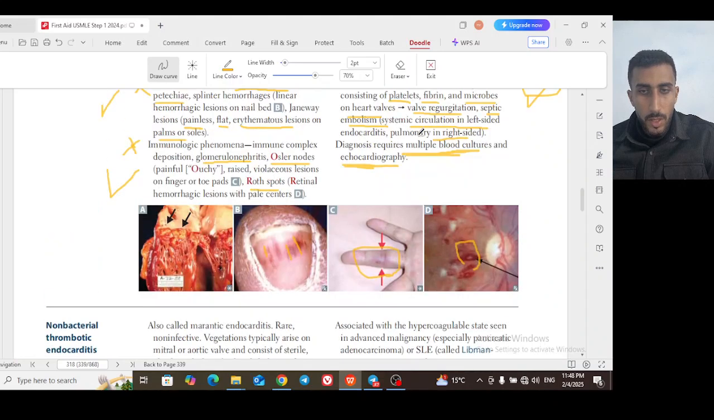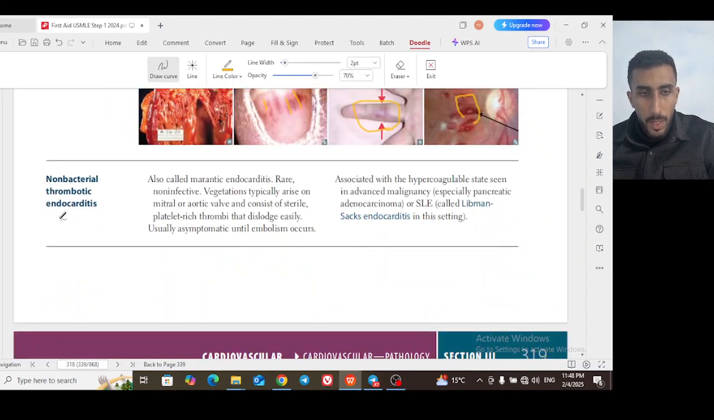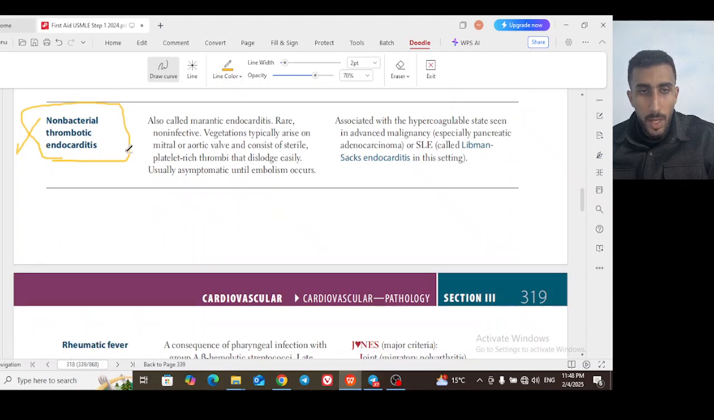This is vegetation for infective endocarditis, but another, less common kind of disease is called nonbacterial thrombotic endocarditis. Another name is marantic endocarditis. From its name, it is nonbacterial endocarditis. It involves inflammation and thrombosis, but does not involve bacteria.